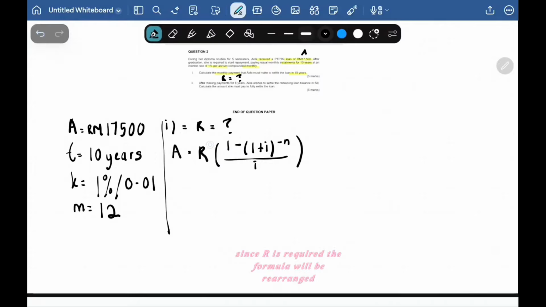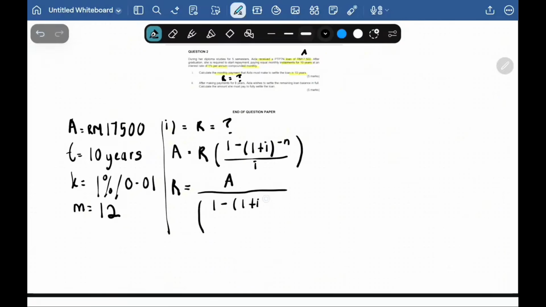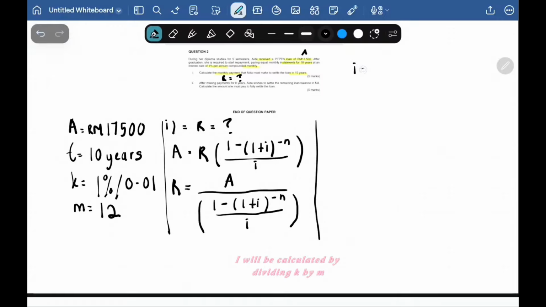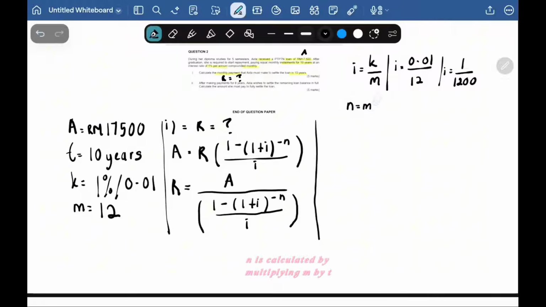Since R is required, the formula will be rearranged, placing R at the front, and A will be divided by the rest of the formula. Before using the formula, we must find I and N. I will be calculated by dividing K by M, resulting in 1 over 1,200. N is calculated by multiplying M by T, which is 12 multiplied by 10, resulting in 120.